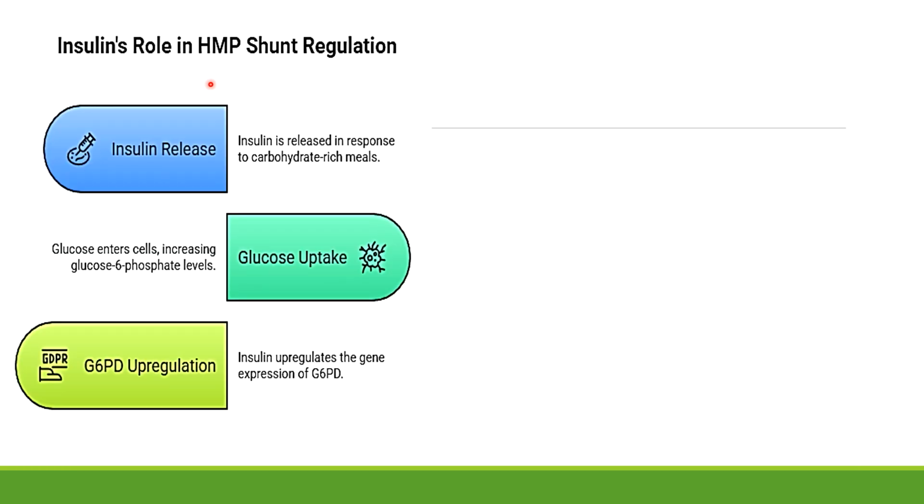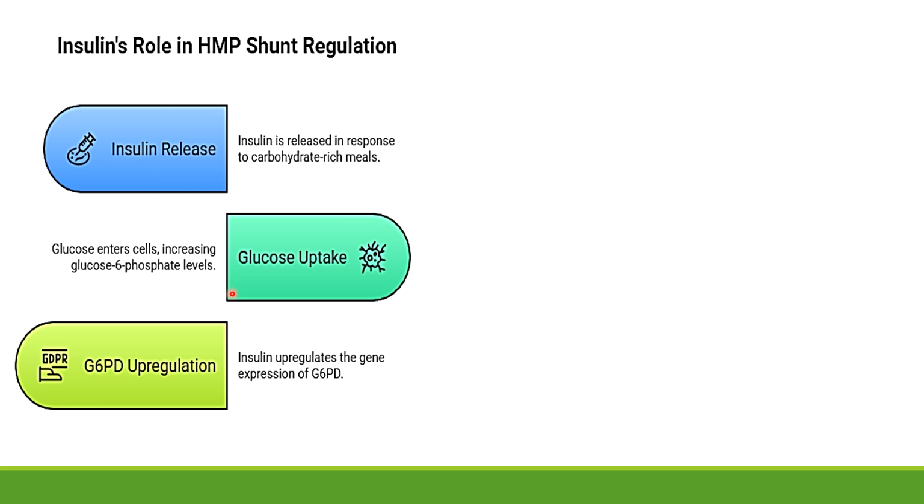The third is hormonal regulation. Insulin role in HMP regulation. Insulin plays a very important role as a hormone in regulating HMP pathway. In tissues such as liver and adipose tissue where fatty acid and cholesterol biosynthesis occurs, insulin regulates the expression of glucose 6-phosphate dehydrogenase enzyme and even the other enzymes of HMP shunt. After a carbohydrate rich meal, the insulin levels are increased and the glucose levels are also increased. So thereby the glucose enters into the cell, increasing the glucose 6-phosphate levels in the cell.